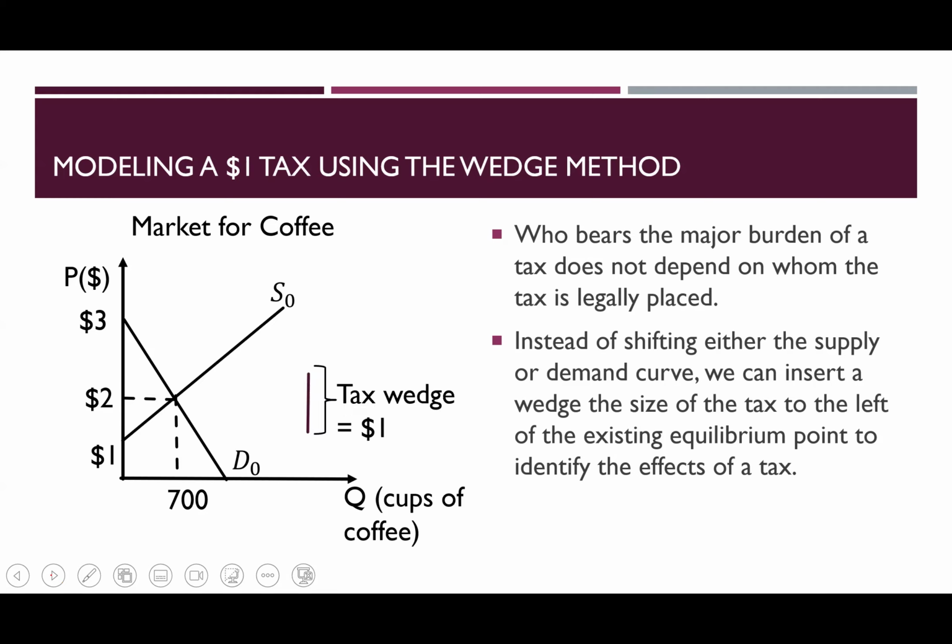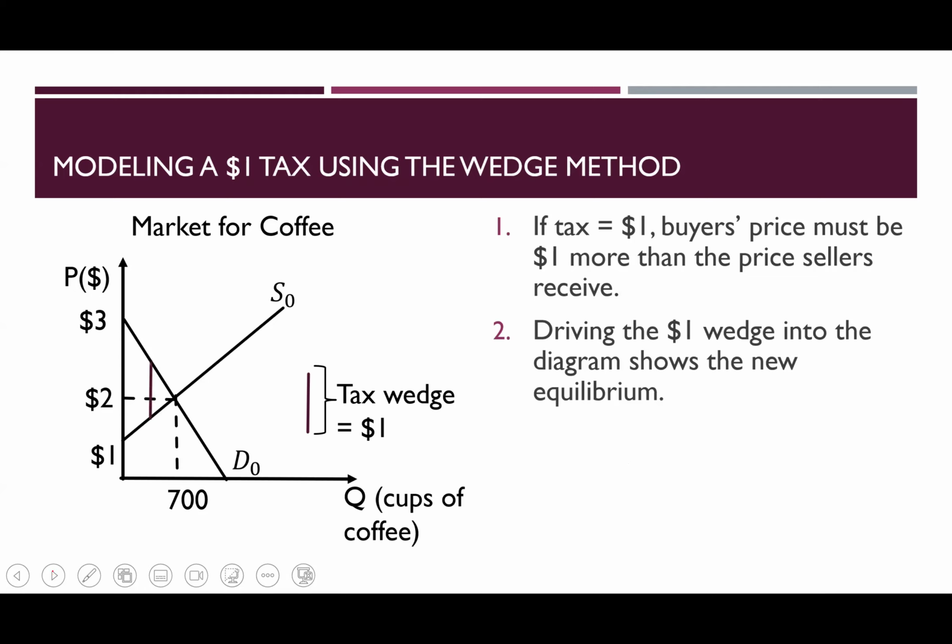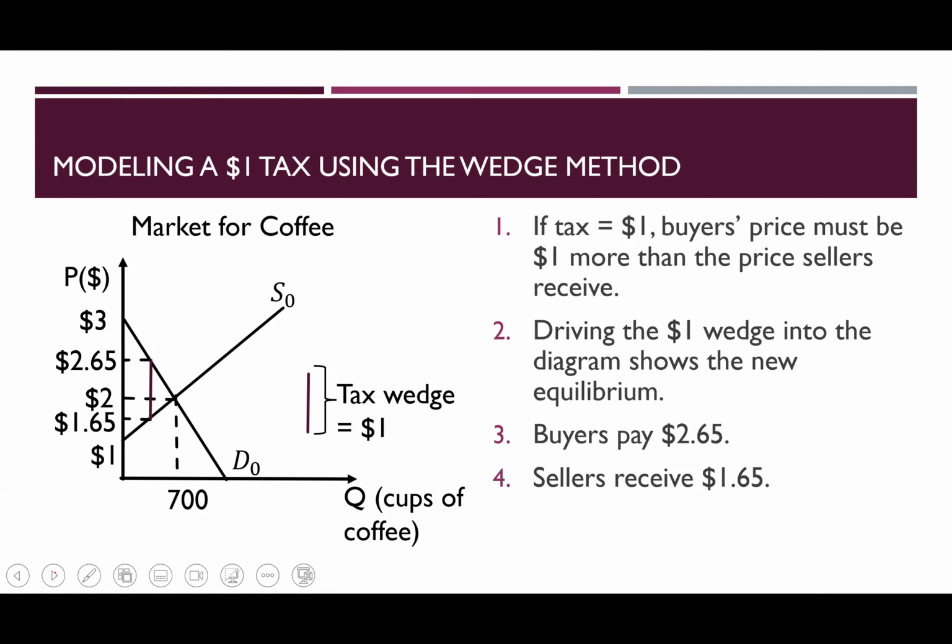So if we have our tax wedge in our market for coffee, it's going to be taxed at $1. Currently, the equilibrium price is $2. We're going to fit that tax wedge into the left side of our equilibrium point to represent the $1 wedge that now exists between the price that buyers pay and the price that sellers receive. So with this $1 wedge, buyers now pay $2.65 and sellers receive $1.65. So you can see that $1 difference between those prices as represented by that wedge.